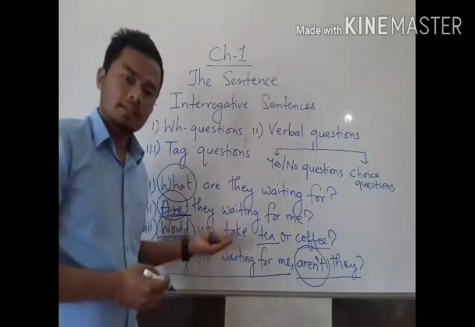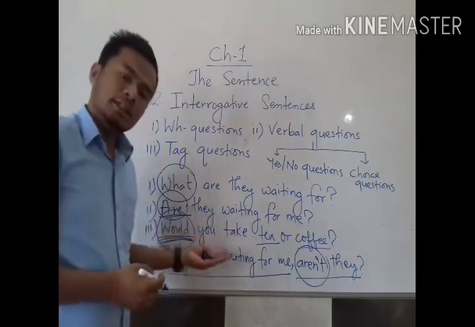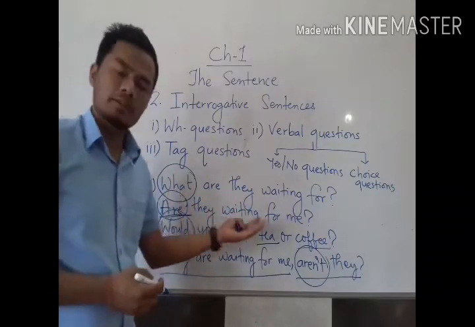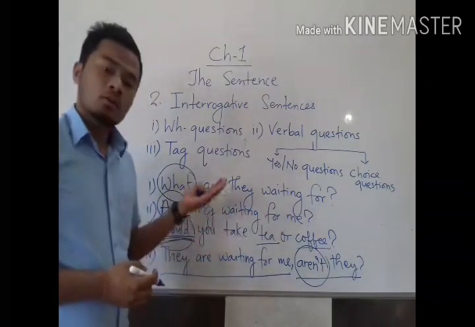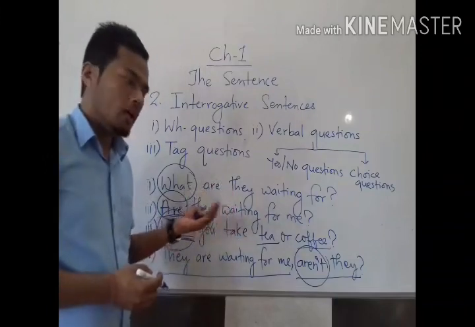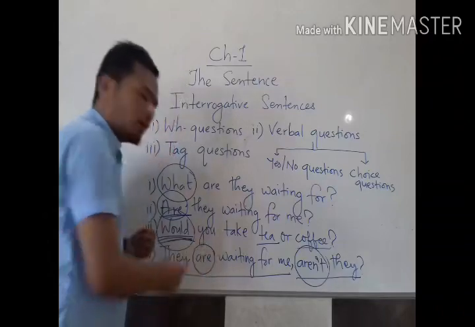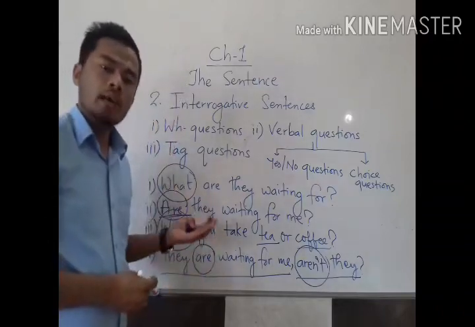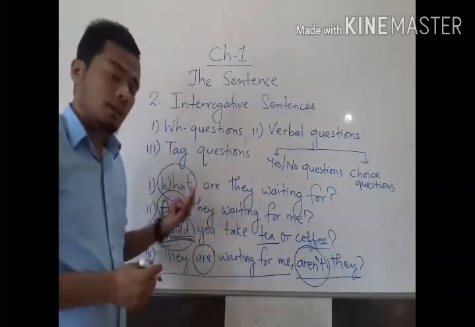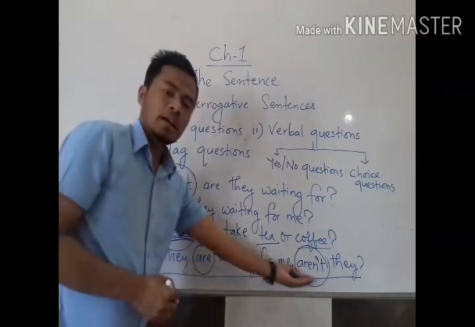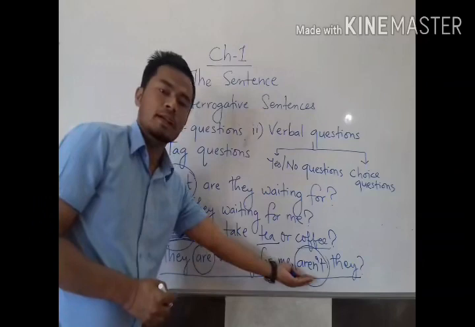So this is a statement. If the statement is positive, then the question tag will be negative. Aren't they? The question tag will be made out of the same helping verb which we use or write in the statement. Like here, "are" is the helping verb, and the same helping verb is used here to make the tag.